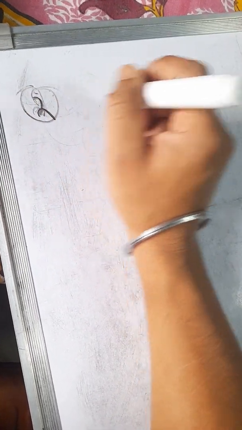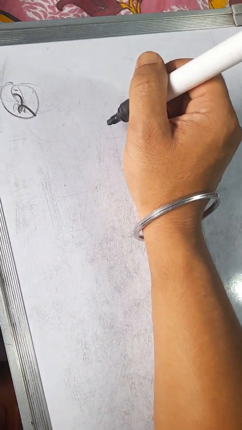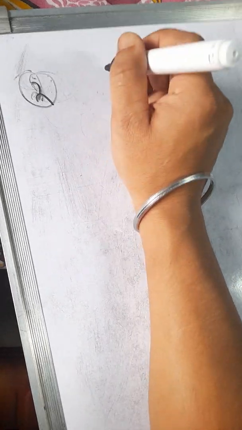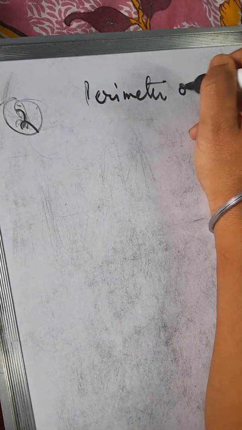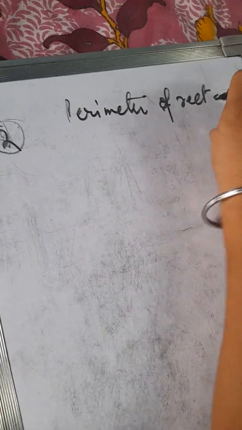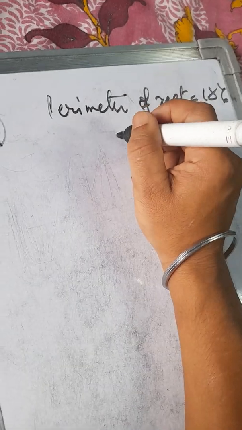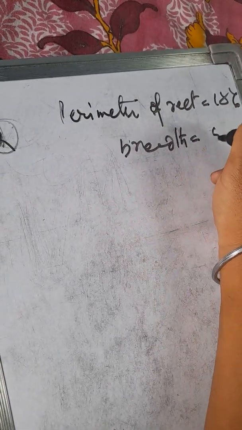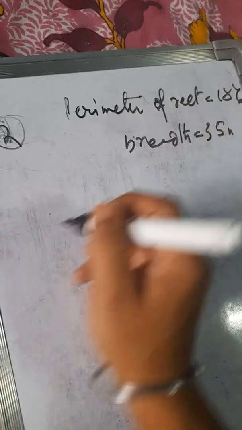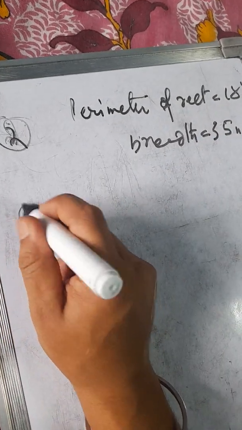Question number 2: a rectangular field has perimeter 186 meter and breadth is 35 meter. So the perimeter is given here. Perimeter of the rectangle is already given, 186 meter, and breadth is 35 meter.